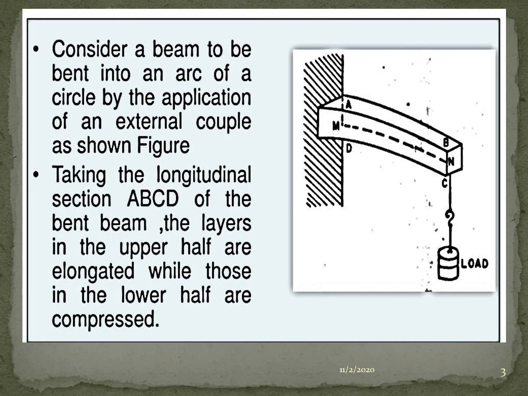Consider a beam to be bent into an arc of a circle by the application of external couple as shown in the figure. Taking the longitudinal section ABCD of the bent beams, the layers in the upper half are elongated and those which are present in the lower half are compressed. Here if you see, above Mn all the layers are elongated and below Mn all the layers are compressed.